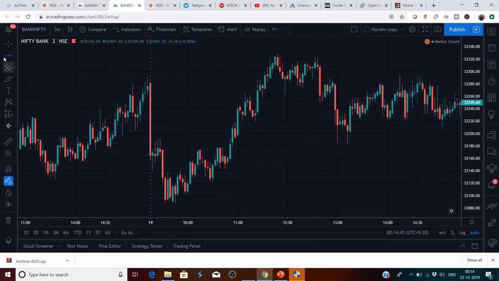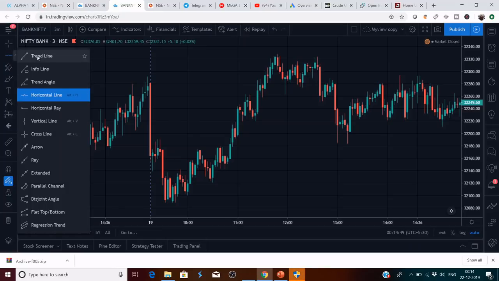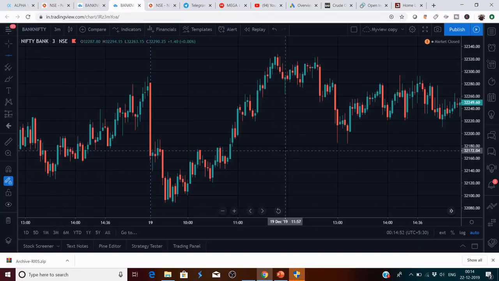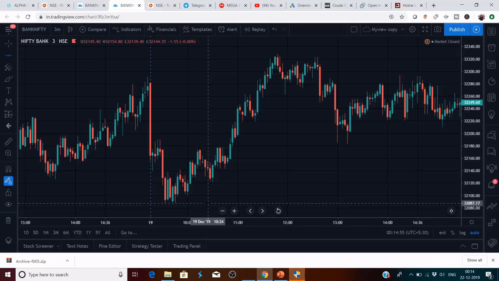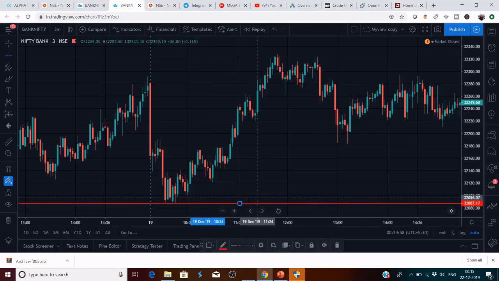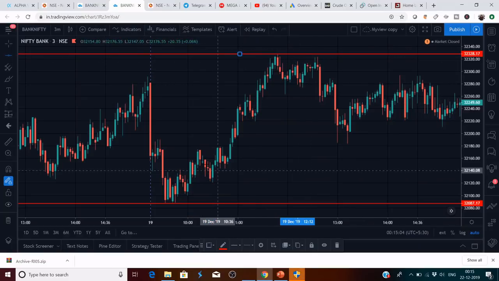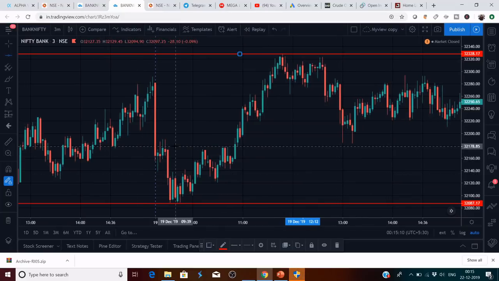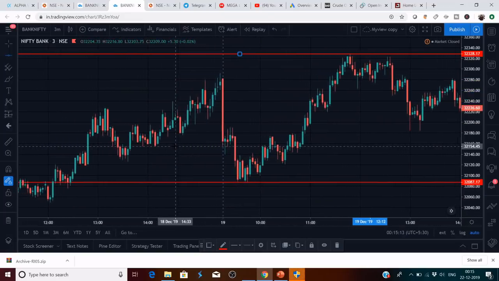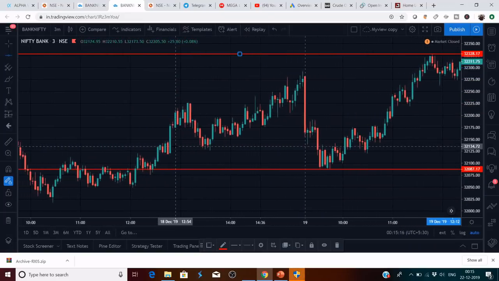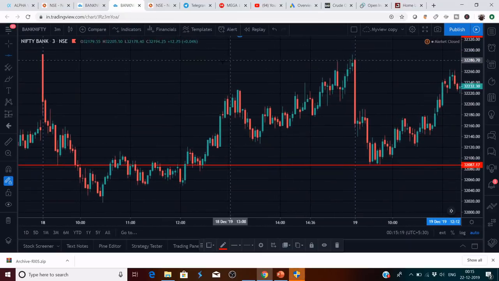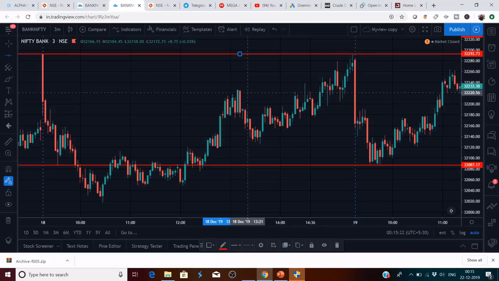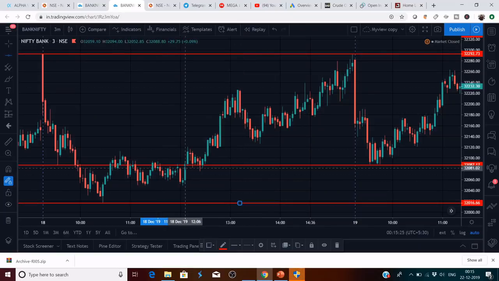So now we will use simple lines. We will have to draw lines. I'll show you. We will just simply mark what the lows are. Like this was the low for that day, so we'll draw a line here. And then we will see which is the high of that day, and we put a line here. Then we will go back to the previous day and do the same thing there as well. Okay, so this was the high of the day and this was the low of the day.